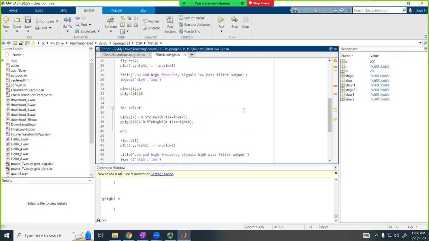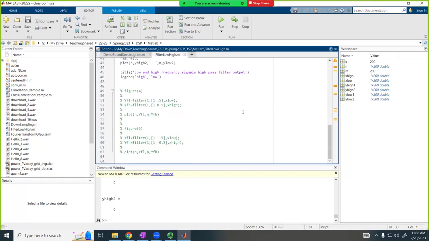Now, this is not the easiest way to generate the output. MATLAB has a filter command that you can use to generate an output by just passing the filter parameters. But for our purpose, for the time being, we're just going to use the difference equation to generate it.